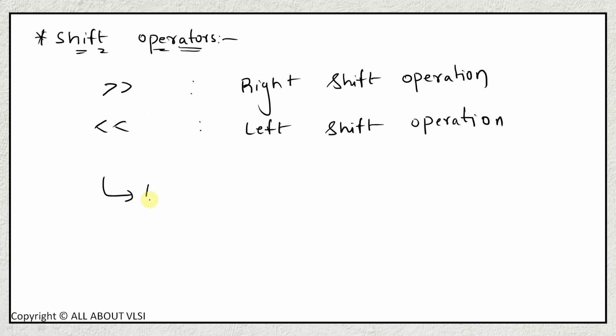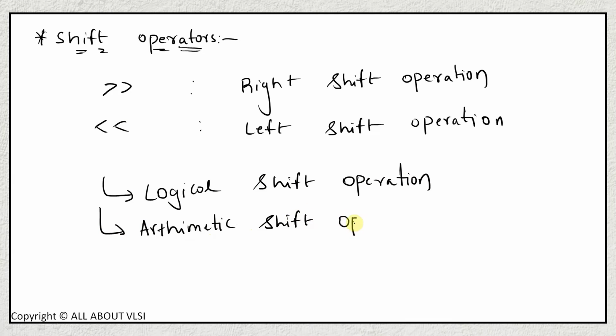One is logical shift operation, and another is arithmetic shift operation. Let us try to analyze what is meant by logical shift operation, and what is meant by arithmetic shift operation. For example, let's say a variable a which is storing the value 4'b0110.